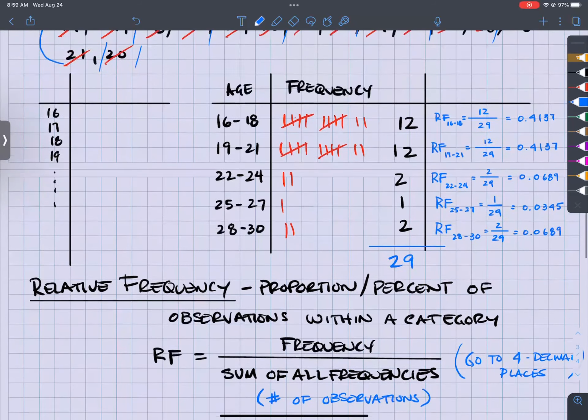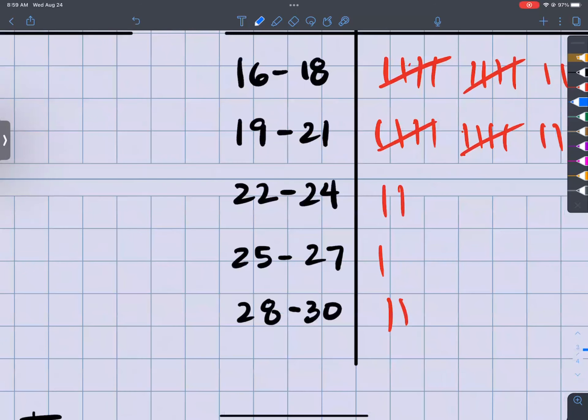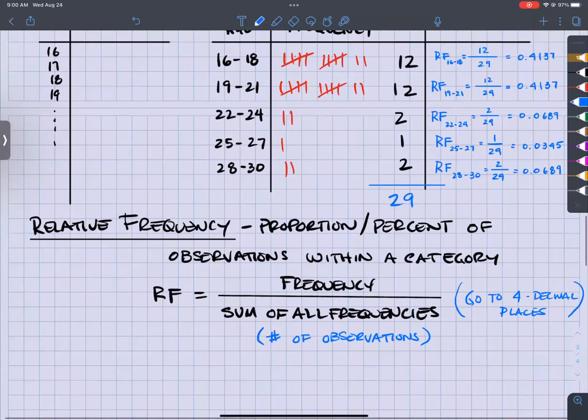So I do want you guys to realize something. Each of these, 16 through 18, 19 through 21, 22 to 24, 25 to 27, 28 to 30, each of those is a category. And within the category, the span or range of it is exactly the same, or what is it called? The class width is exactly the same, which was 3 numbers, okay? Any questions on that? Nothing. Nothing at all.